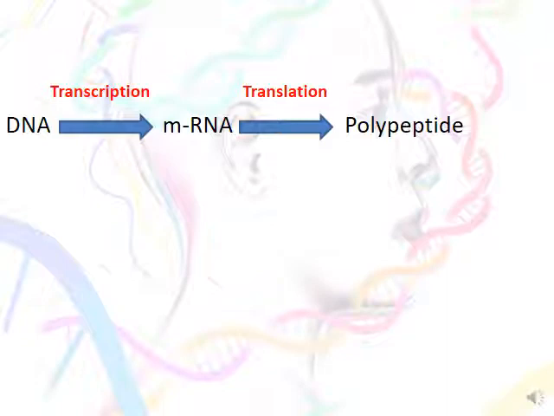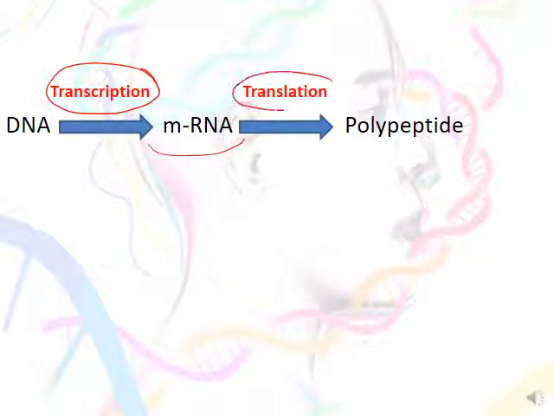DNA, by the process of transcription, will give mRNA, while mRNA, through the process of translation, will give the amino acid sequence which corresponds to the polypeptide or the protein. So DNA through transcription will give mRNA, with the help of the enzymes helicase and RNA polymerase. Then mRNA through the process of translation will give the polypeptide or the amino acid sequence.